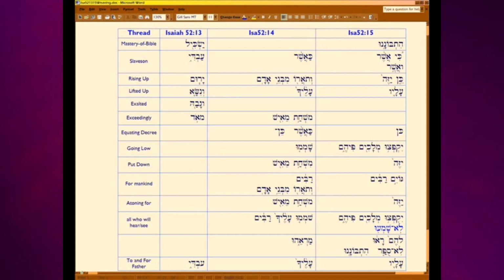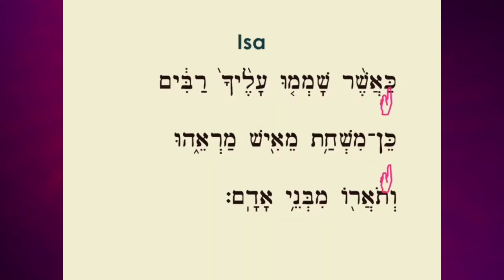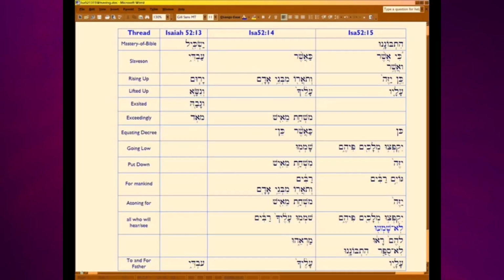He's threading now the third comparison. Remember we saw Kasher Shamemu Aleka Rabim Kemishchat Meish Marehu. You had the Ka and the Ken. That was in 52:14. He's bringing now a third Ken. Ka and Ken are really the same word. The nun gets inserted depending on what's the next word. Alright, so you've got Ka, Ken, and Ken between 52:14 and 52:15.